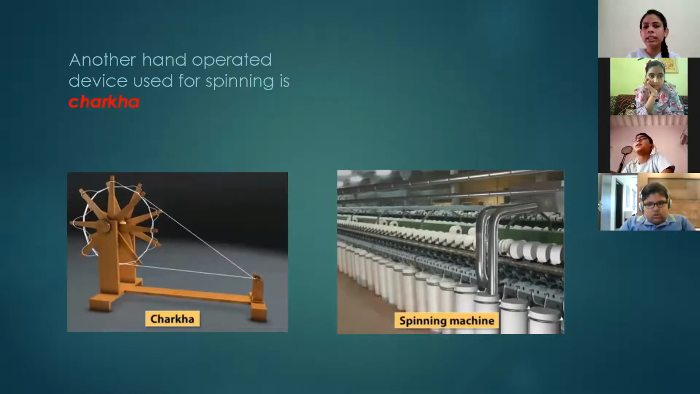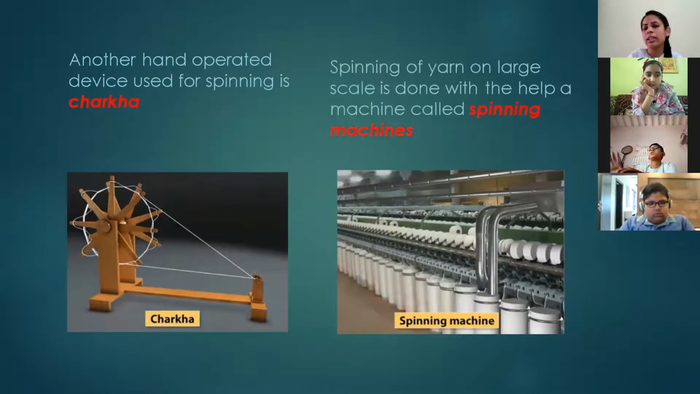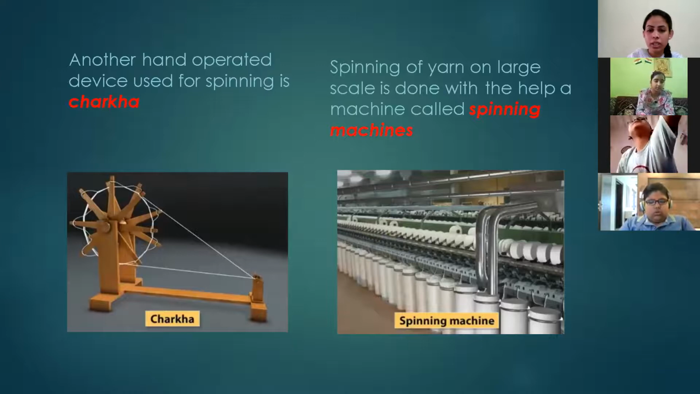So another hand operated device used for spinning is charkha, and when we have to do spinning of yarn on a large scale, we use a spinning machine. Okay, you are getting my point? Now we will proceed to the next.